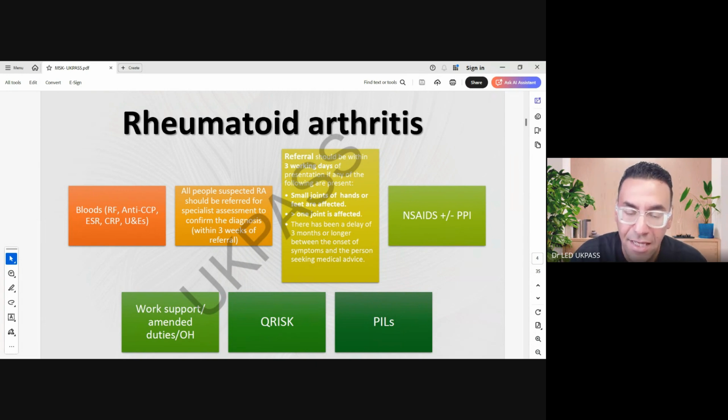NSAIDs. But with NSAIDs, you need to be aware of 2 major problems. What is the first one? When to take caution with NSAIDs? Yes, okay, gastritis. But what are the cautions against NSAIDs? First caution is asthma. If a patient is asthmatic, you need to be very cautious with NSAIDs.